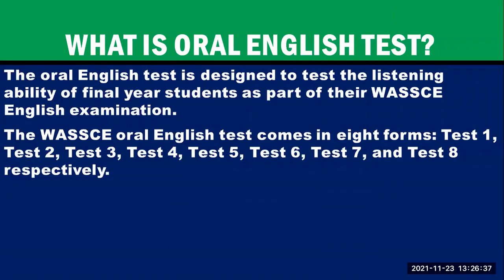What is the oral English test? The oral English test is part of the West African Senior School Certificate Examination and is designed to test the listening ability of final year students as part of their English examination. The oral English test comes in 8 forms, which are as follows: Test 1, Test 2, Test 3, Test 4, Test 5, Test 6, Test 7, and Test 8 respectively.